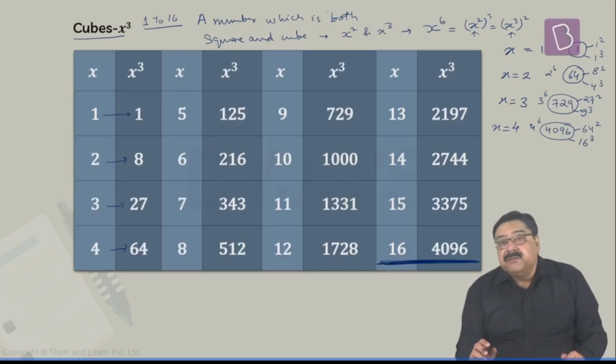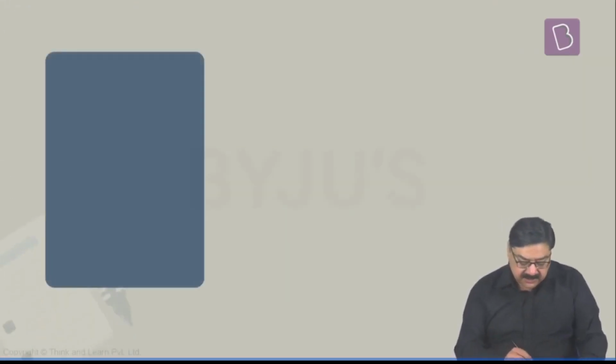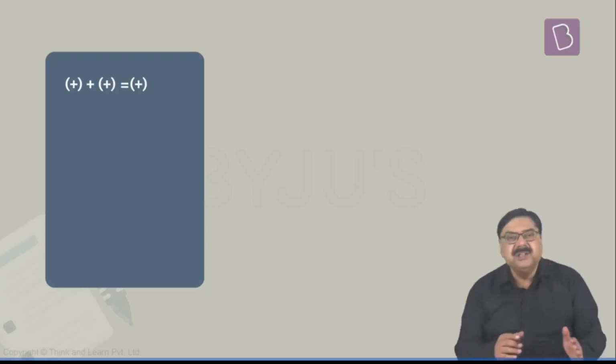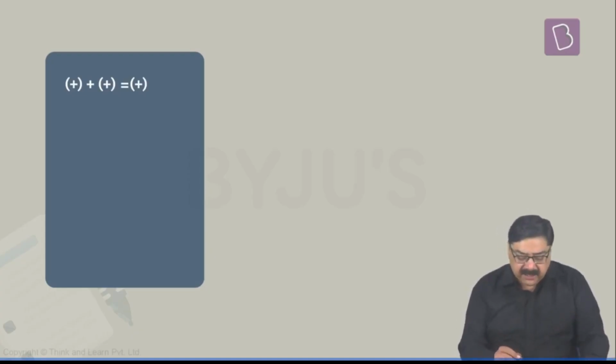So please remember these 4 numbers which are of huge importance: 1, 64, 729, and 4096. These 4 numbers are both squares as well as cubes. Now, simple basics of addition, subtraction, very, very simple ones I'll take up here.